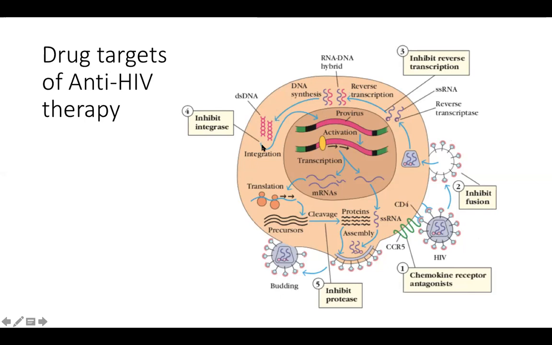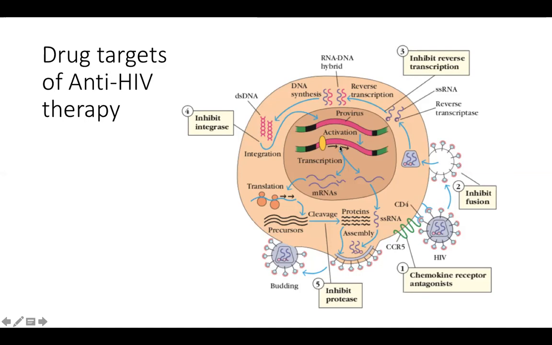Then the double-stranded DNA gets translocated and integrates with our genomic DNA using the integrase enzyme. So there are integrase inhibitors, an example being raltegravir. Okay.